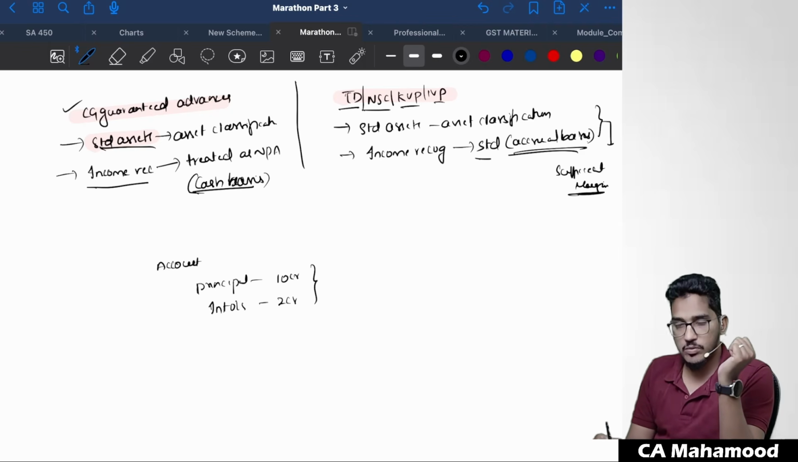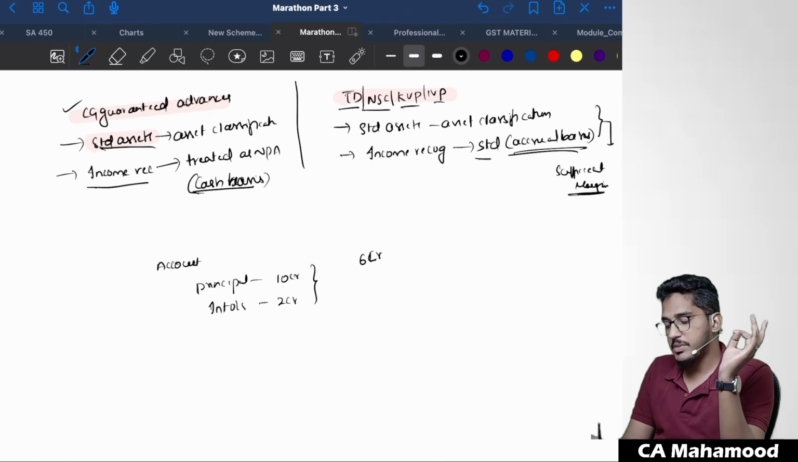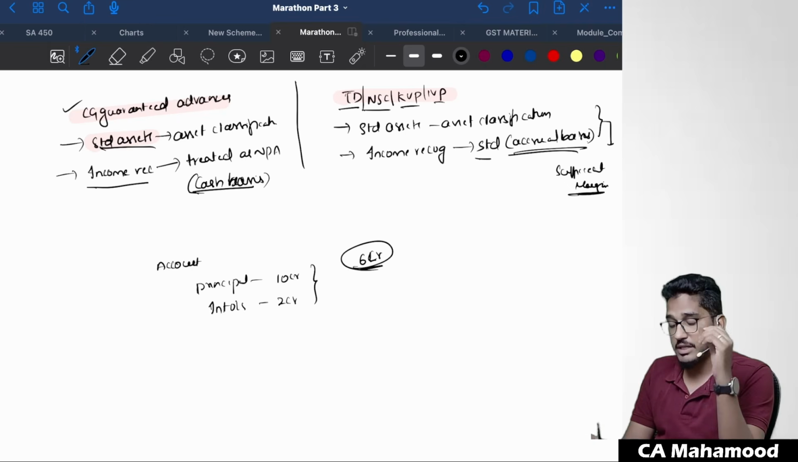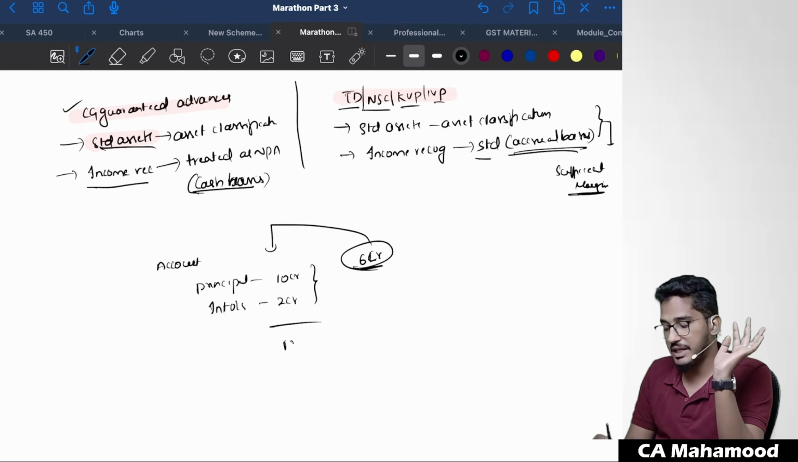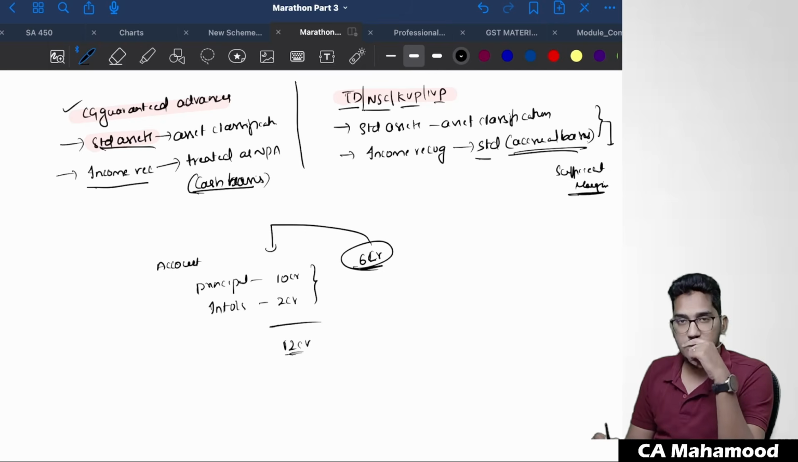But this particular borrower, whoever has taken this loan, has gone bankrupt. As a full and final settlement, only 6 crores has been received by the bank for the entire 12 crore rupees. Now the question is whether this 6 crore should be treated as recovery of principal, or as recovery of interest, or in some ratio.